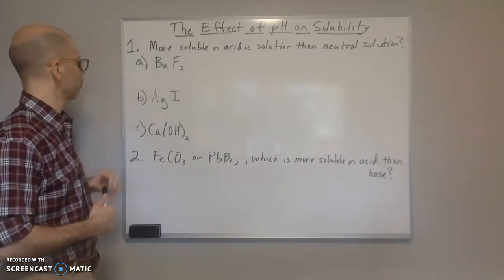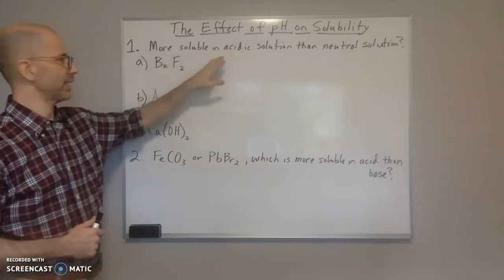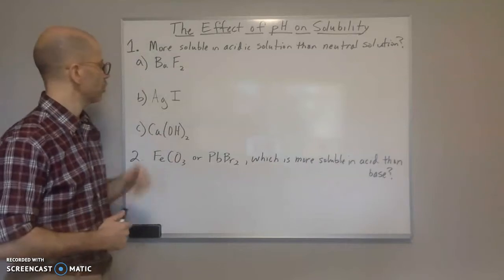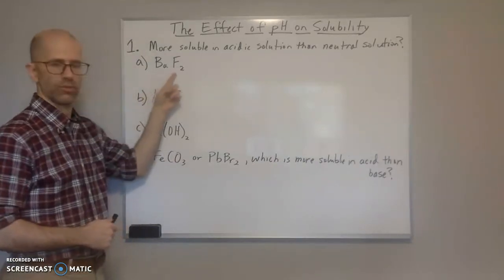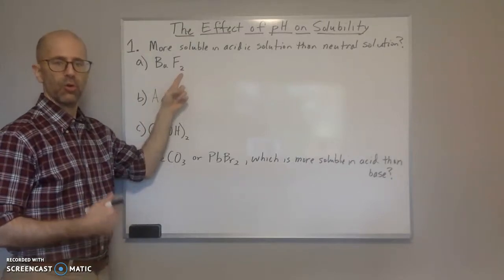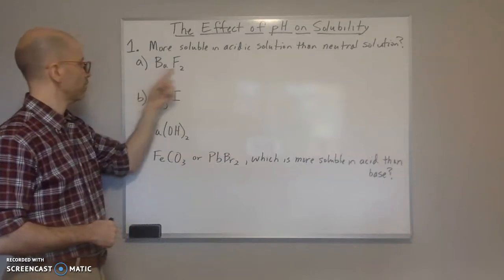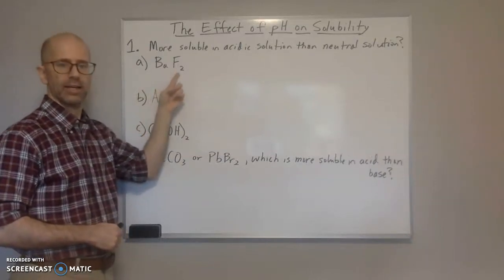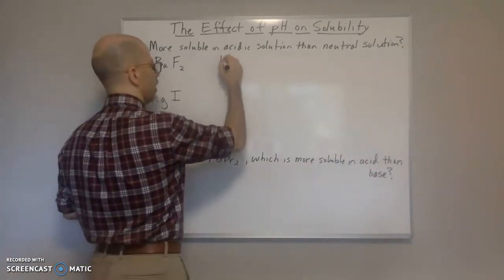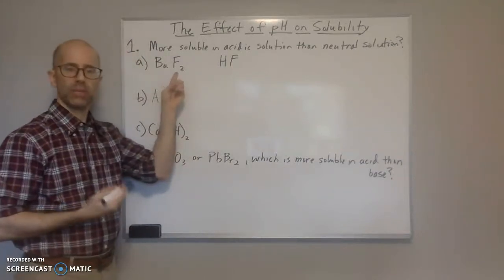So here I have 3 salts, and the question is, which of these is more soluble in acidic solution than in neutral solution? What you're looking for is whether the anion here is a base or an acid or neutral. So here you have barium fluoride, and the fluoride ion is the weak base of a weak acid. Hydrogen fluoride is your weak acid, so fluoride is a weak base.